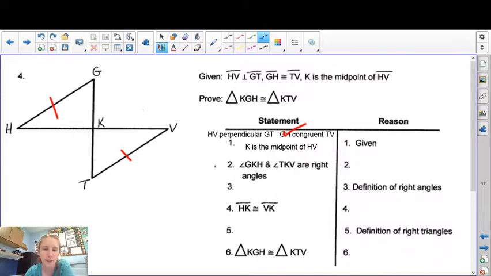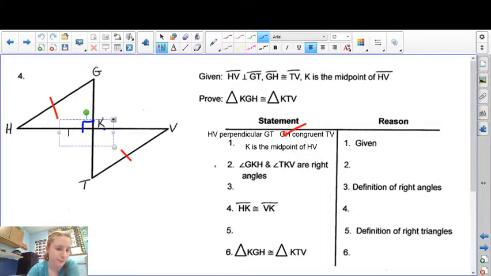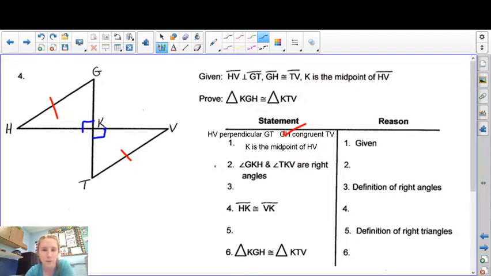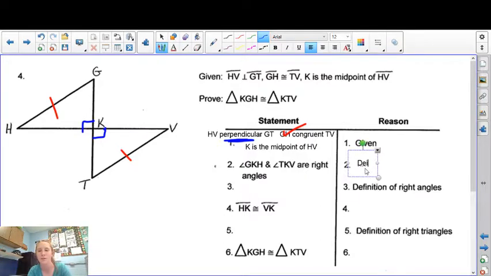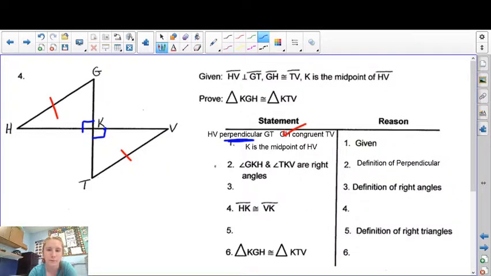All right, G to K to H, and T to K to V are right angles. Well, what told me they're right angles? Well, I have this word perpendicular. Remember, perpendicular creates right angles, so this is definition of perpendicular. Check.